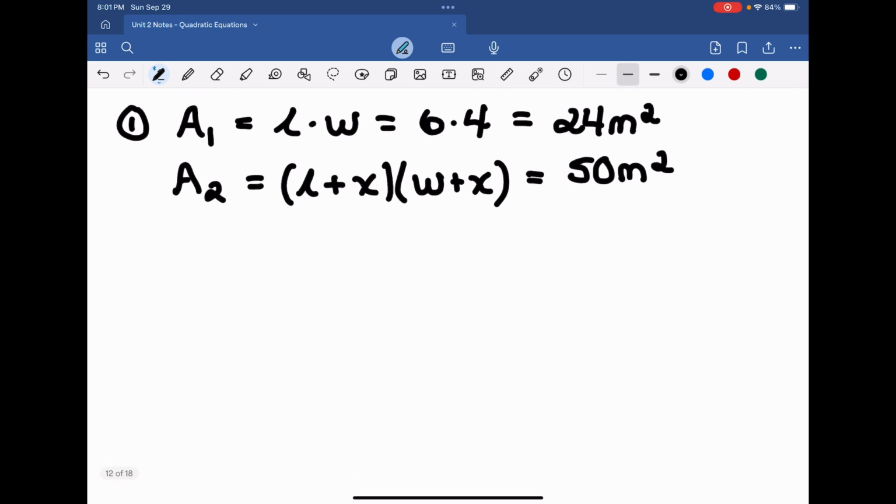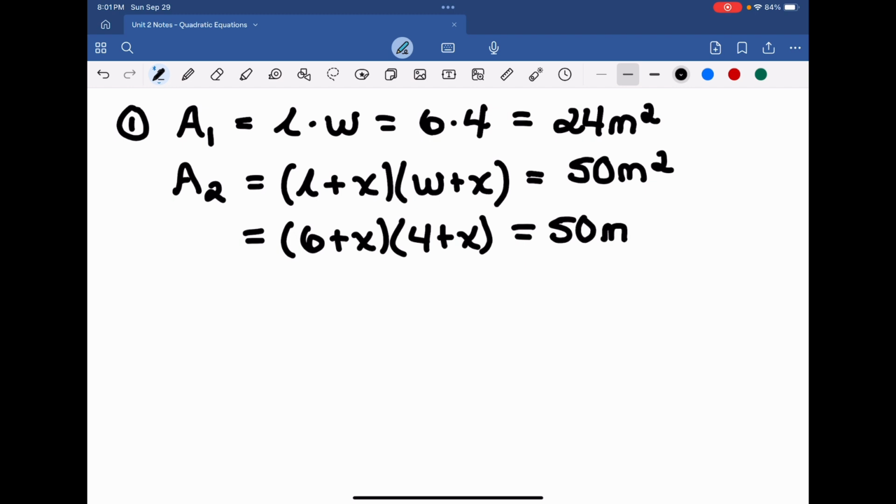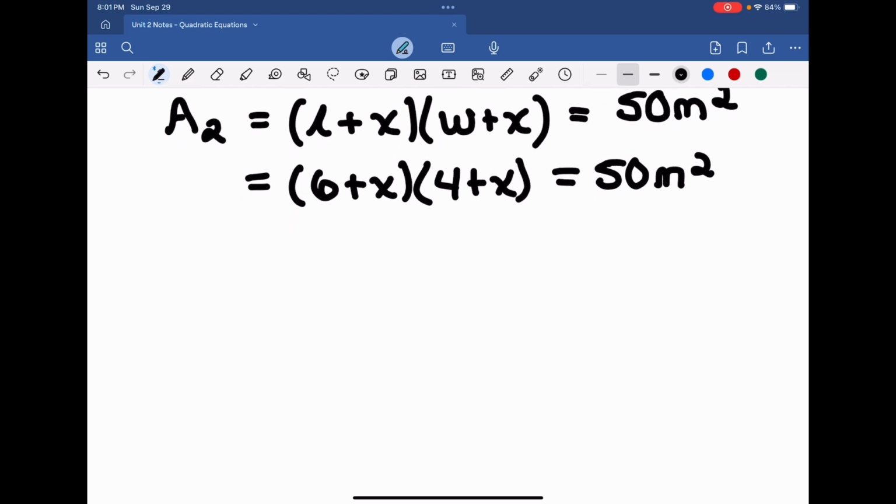Now we're going to add our numbers in here. Our length was equal to 6 + x. Our width was equal to 4 + x with that new section, which is equal to the 50 meters squared. Now we want to expand this and then solve it just as we've done before. So let's expand these bracketed terms, 6 + x and 4 + x. This is going to give us the following.